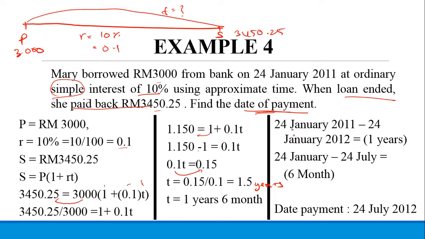So I just calculate 24 January until 24 January 2012, 1 year. Start January, January to February, one month, until July, you get 6 months. So you get 24 July 2012. Okay, that is the date you need to pay at the end of the loan.